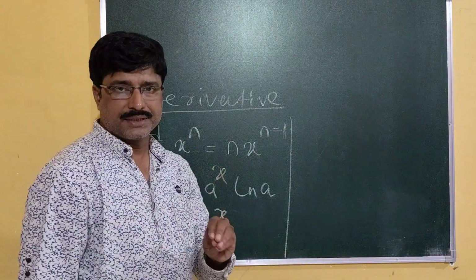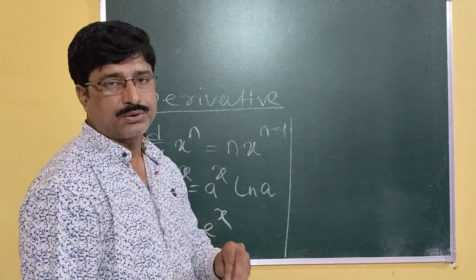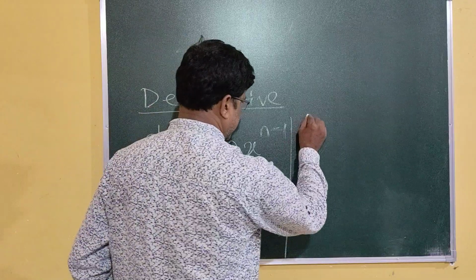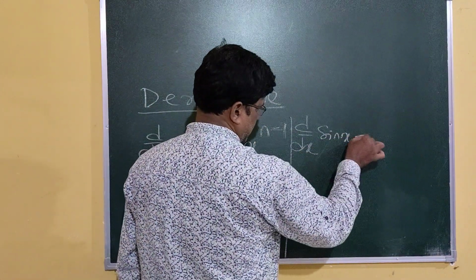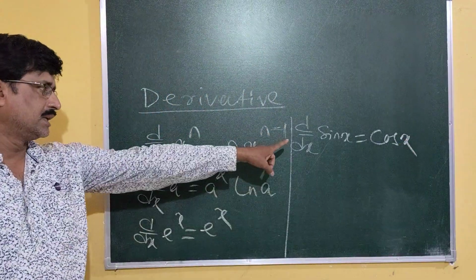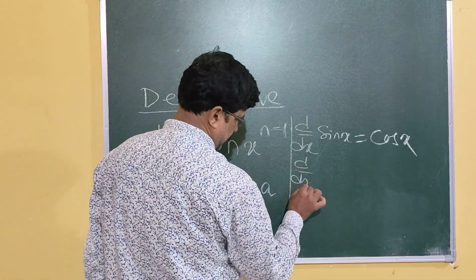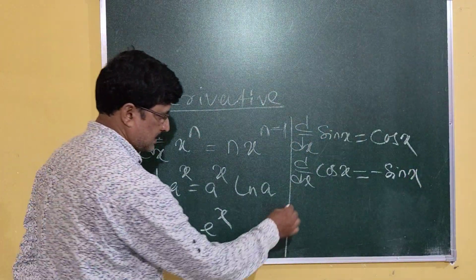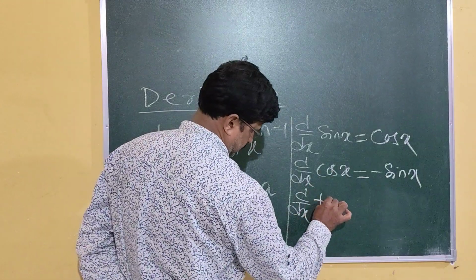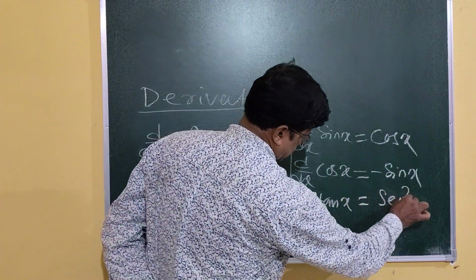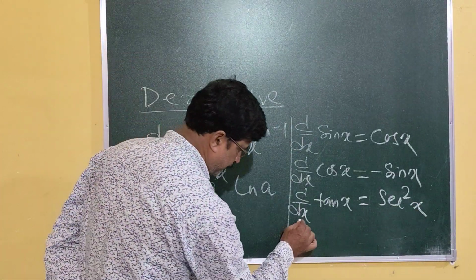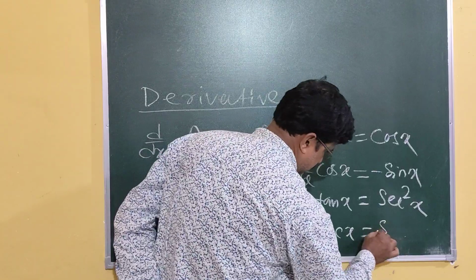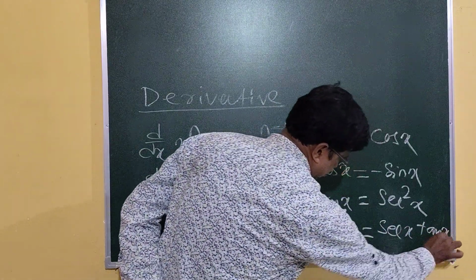Now we will discuss some trigonometric formulas, and we need those because during teaching or reading we need them. d by dx of sin x is equal to cos x. d by dx of cos x is equal to minus sin x. d by dx of tan x is equal to sec square x. d by dx of sec x is equal to sec x tan x.